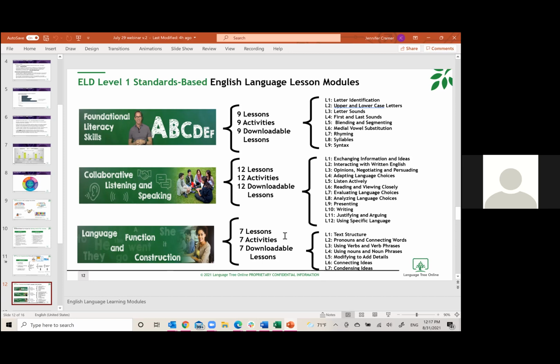Again, structured the exact same way. Something to note too is that we are a supplemental curriculum, and the nice thing is there's a lot of flexibility when using the program.